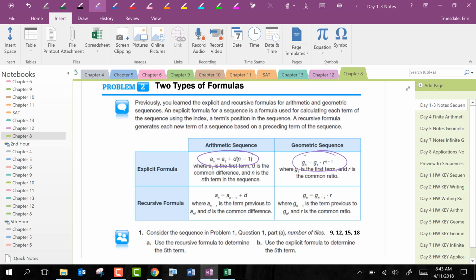Okay, so a sub 1 is going to be the first term. And it says that on there. D, we already went over, is the common difference. What are you adding or subtracting to get to the next term? N is the term position. So where is it in the sequence? Is it the first term? Is it the second term? Is it the 100th term? That's N.